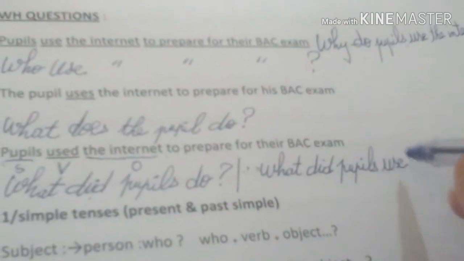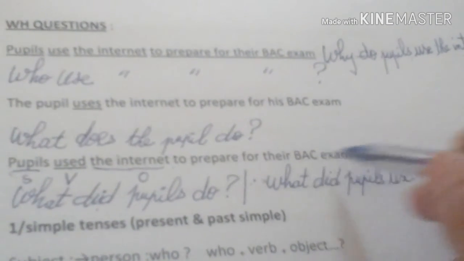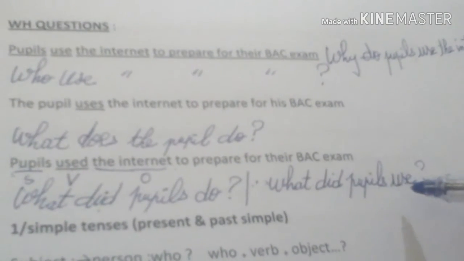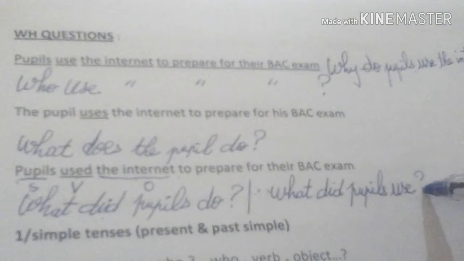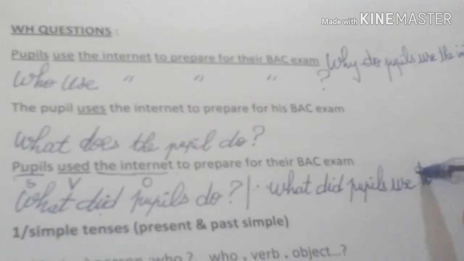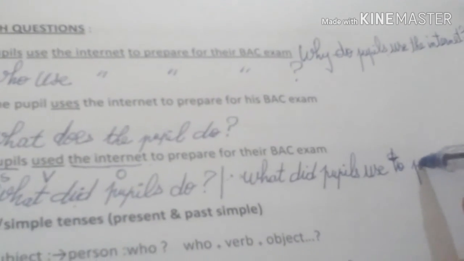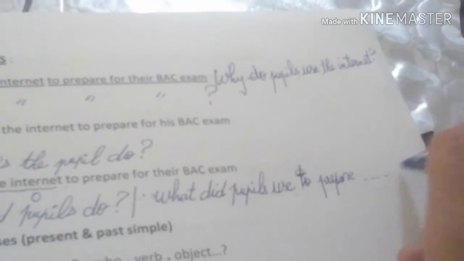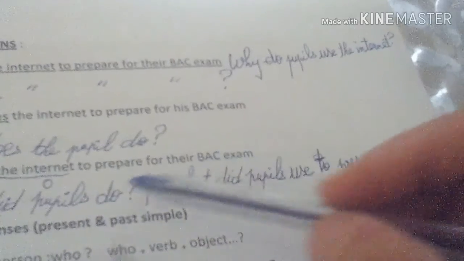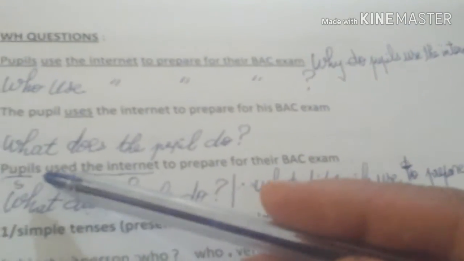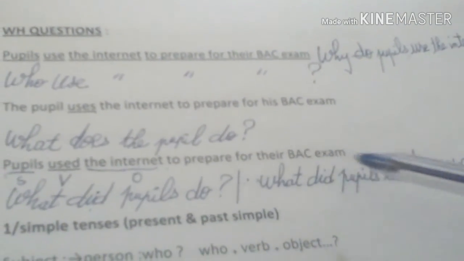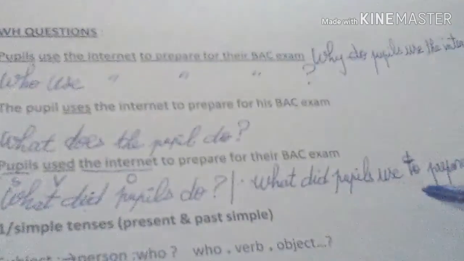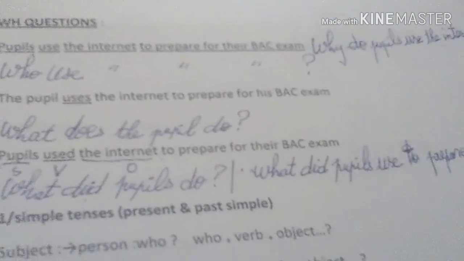We can stop here. We say what did the pupils use, or what did the pupils use to prepare. Complete all the sentence. What did pupils use the internet to prepare for their BAC exam? The question will be: what did pupils use to prepare for their BAC exam?